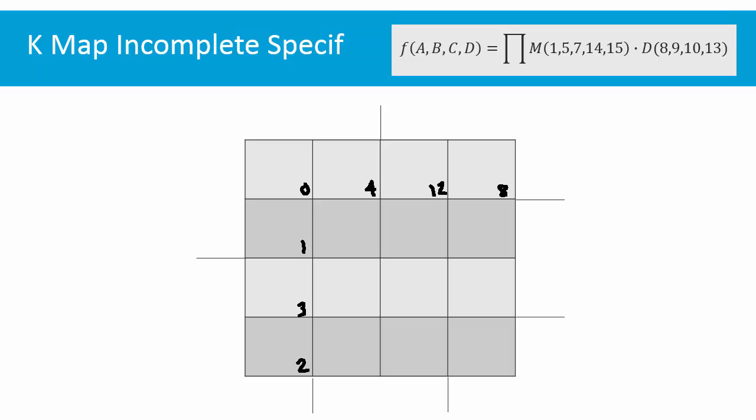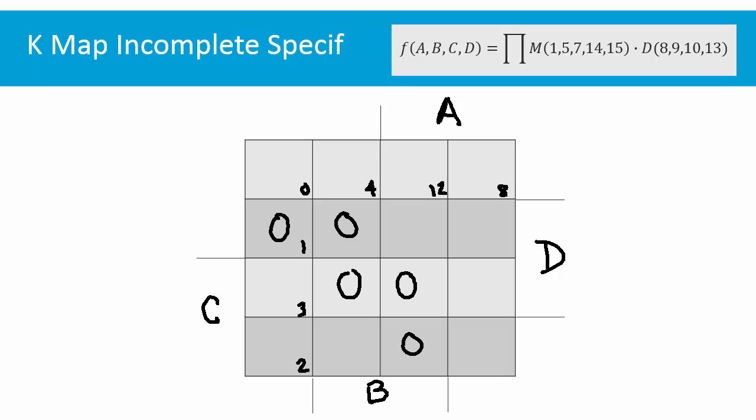So now I have to fill the variables, and the variables would be D here because of the 1, C here because of the 2, B here because of the 4, and A here because of the 8. Now I fill the zeros. And now I will fill the don't cares.